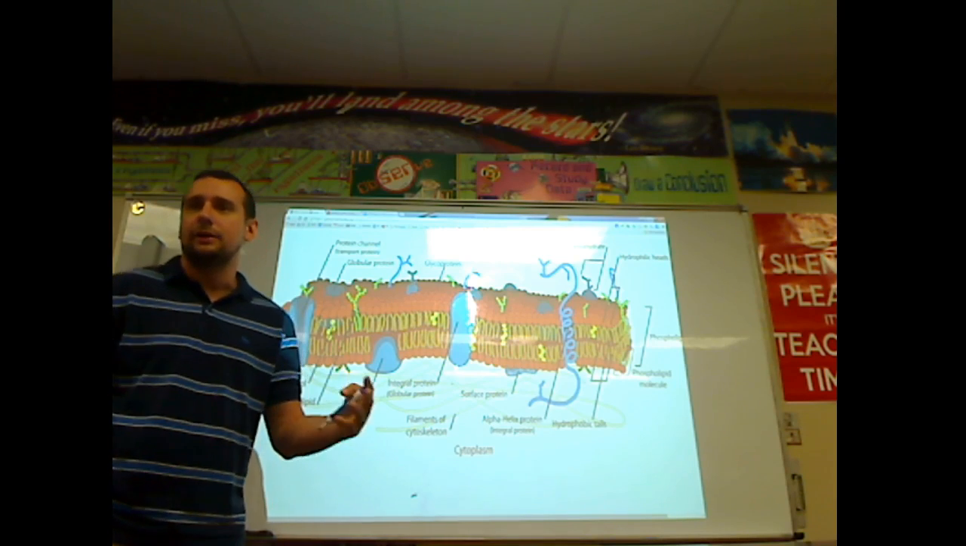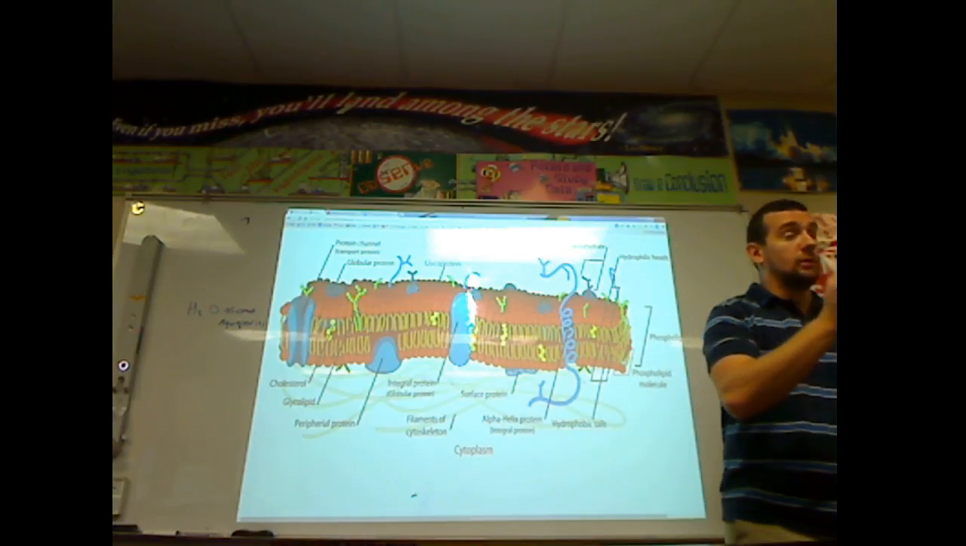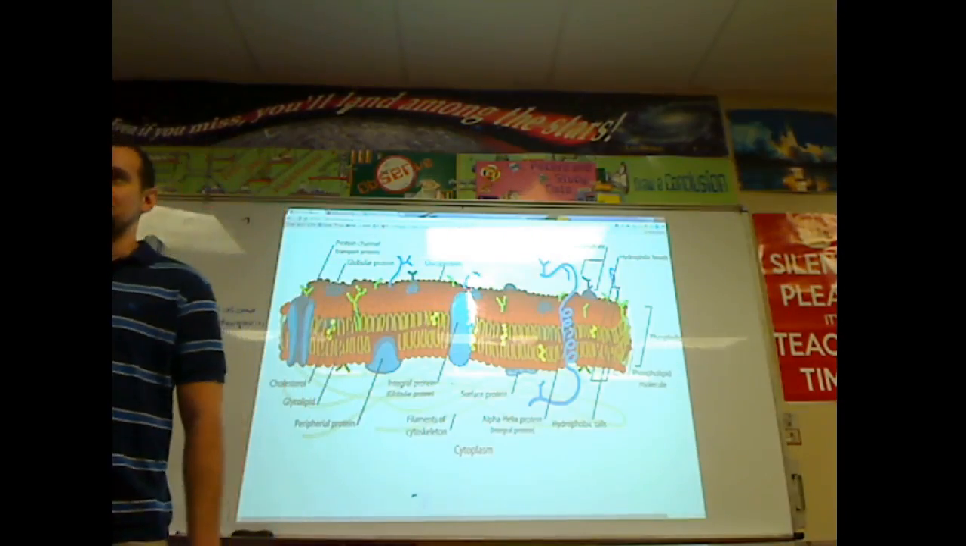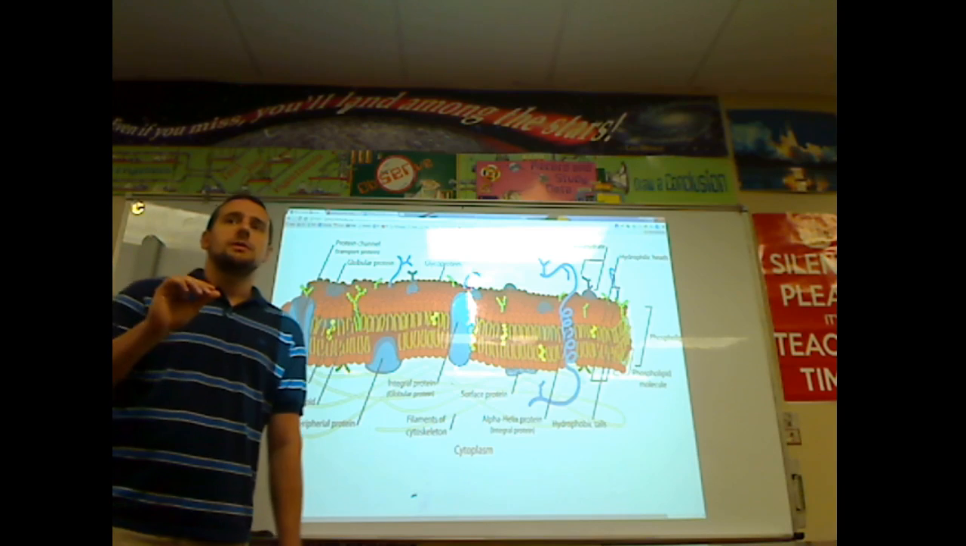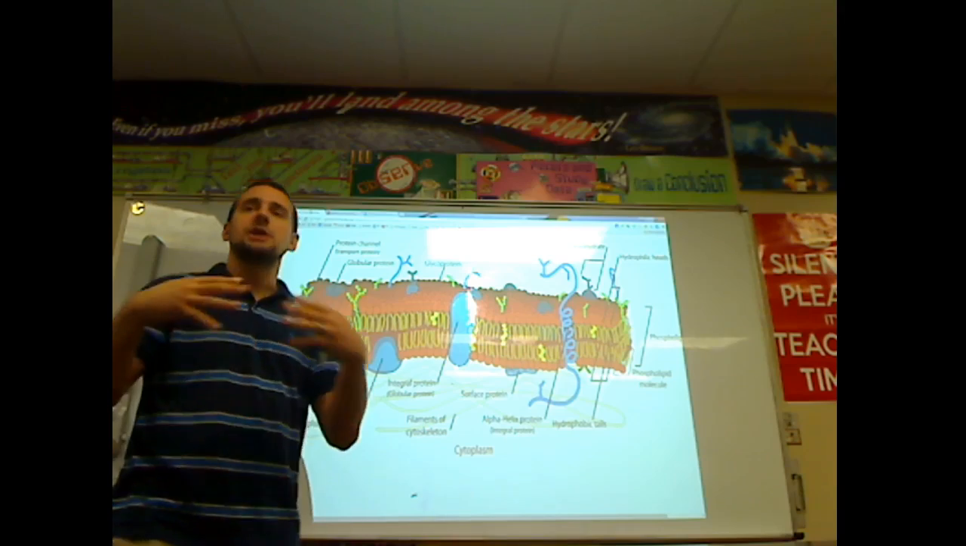So it's literally a barrier. Now, are cell walls going to do the same thing? The answer is no. Cell walls are not going to do the same thing. So cell walls are not protective barriers. Cell walls are support for most cases.